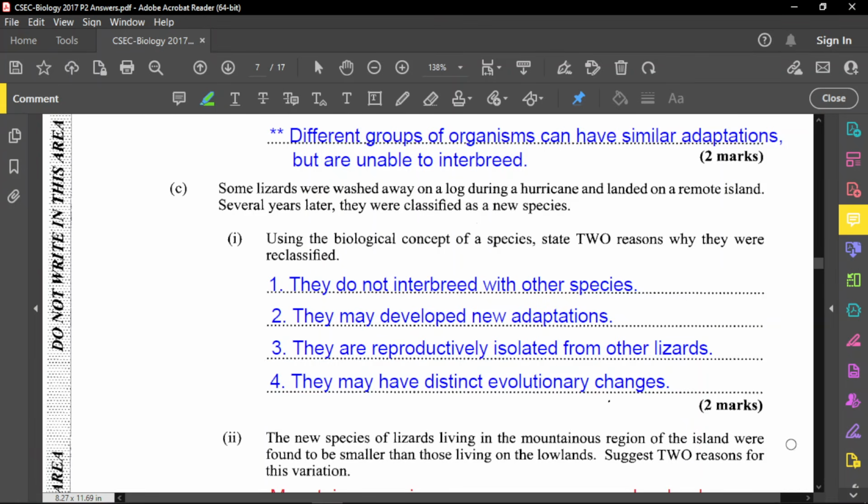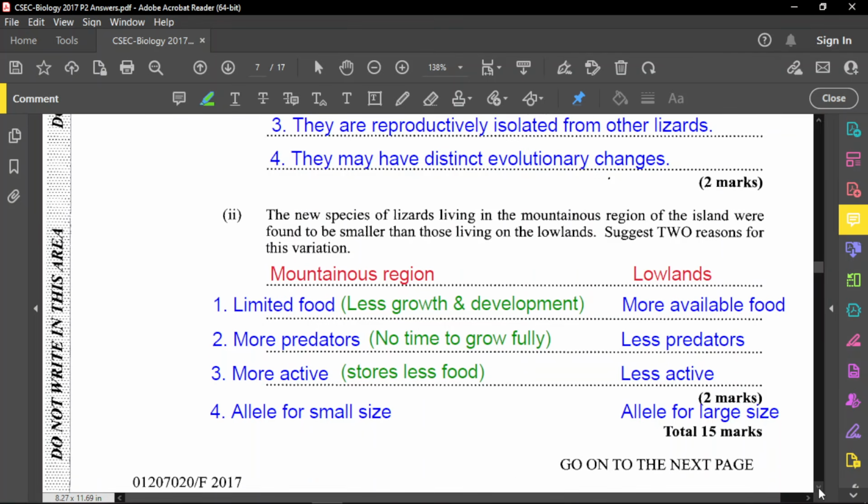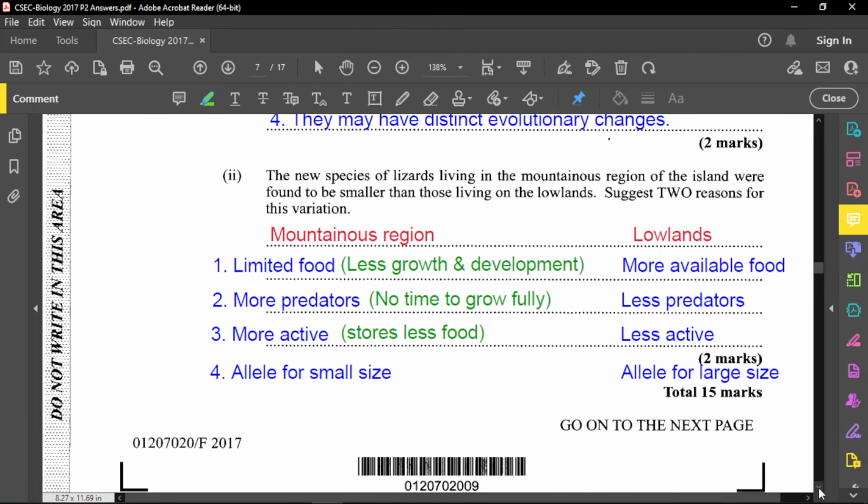All right, so part 2 is that the new species of lizards living in the mountainous region of the island were found to be smaller than those living on the lowlands. Suggest 2 reasons for this variation. And there are a number of things I can talk about here as well. Now, in the mountainous area versus the lowland, just a few things to point out. Why are the ones in the mountainous areas smaller?